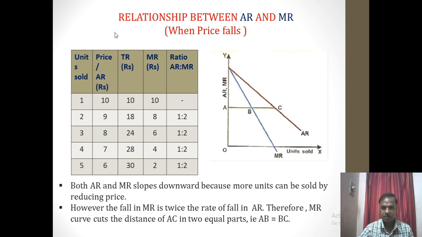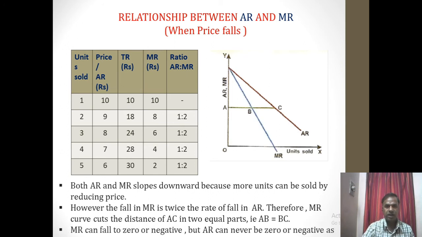That's why you can see the line drawn here, AC. So here AB is equal to BC. The MR curve cuts the distance AC into two equal parts, that is AB is equal to BC. Another thing is that MR can be 0 and it can be negative, but AR can never be 0 or negative. Right? Three observations. Number 1, when the price falls, AR also falls, MR also falls. Second, the fall in MR is twice the rate of AR. Third, MR can be 0 or even negative, but AR can never be 0 or negative.